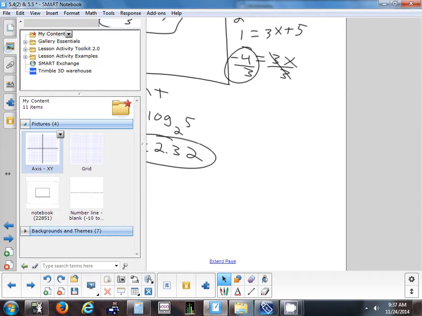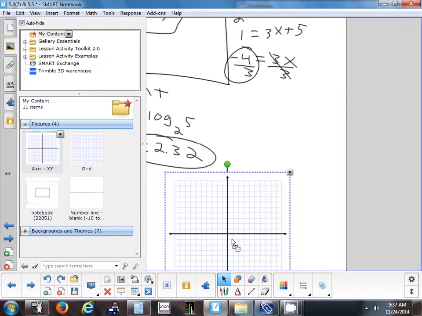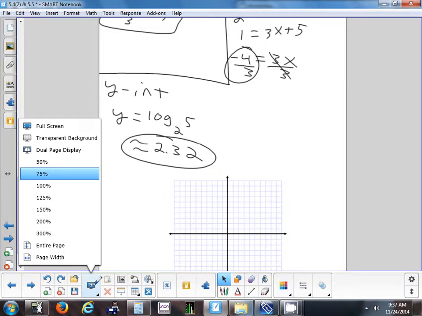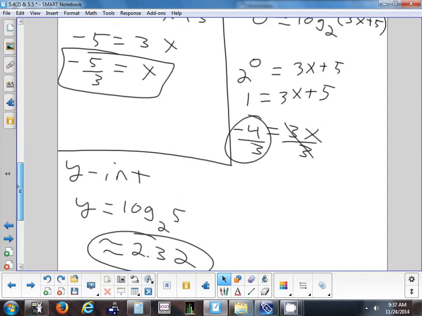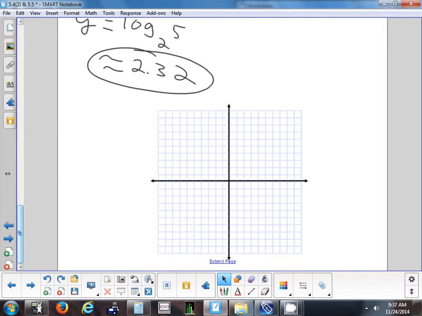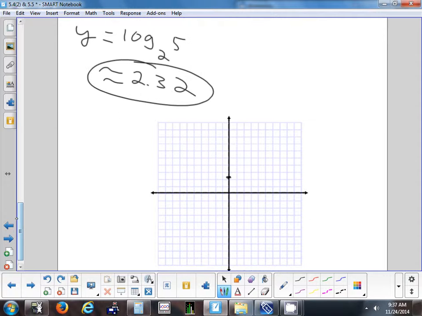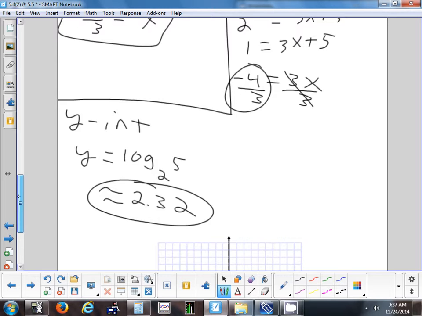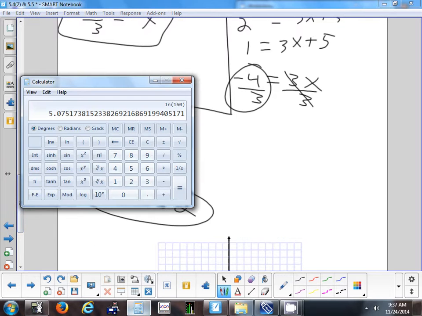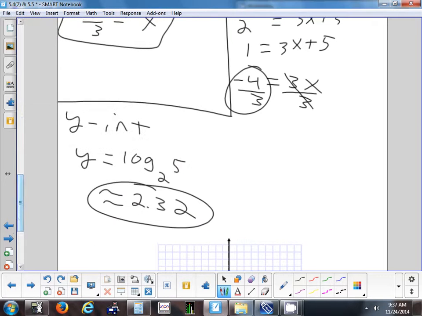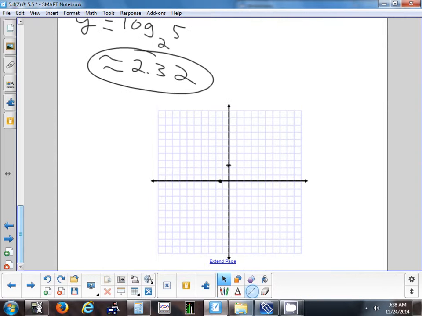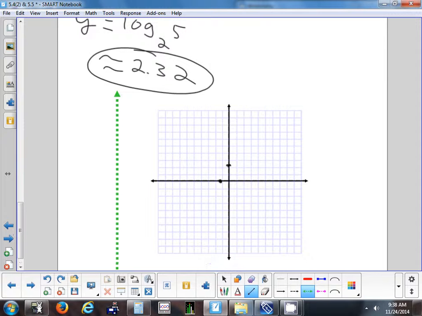All right, let's make our sketch. So my y-intercept, 2.32. My x-intercept is negative 4/3. That's negative 1.3. Let's graph the vertical asymptote. That was at negative 5/3, so negative 1.6 repeating. Let's do my asymptote in green.